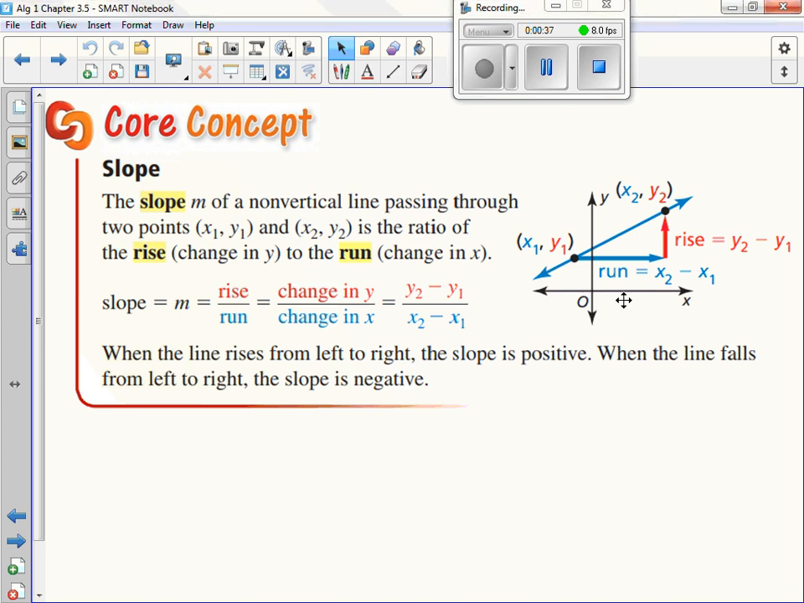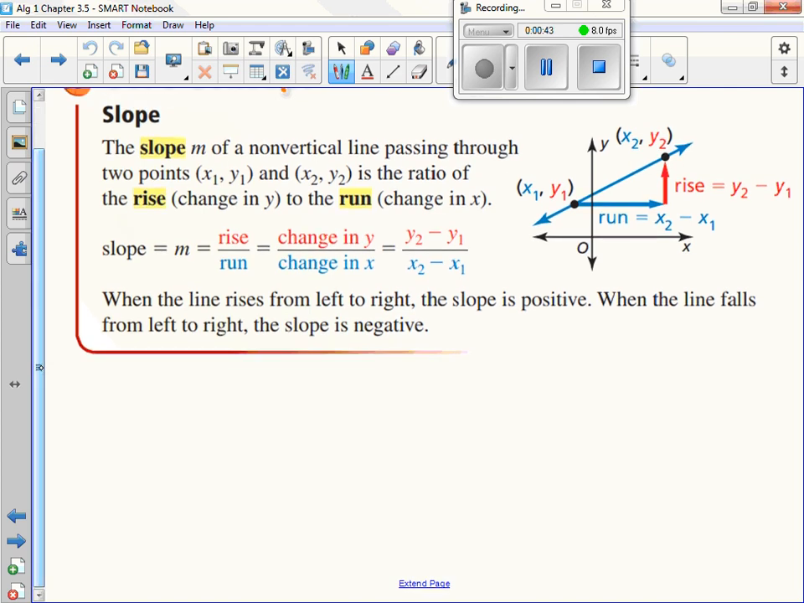The change in y over the change in x. Now, sometimes they'll write it, and this is getting up even higher in mathematics, as a triangle y over triangle x, and they call that delta. So delta y over delta x, the change in y over the change in x. It's just the same way to write it.